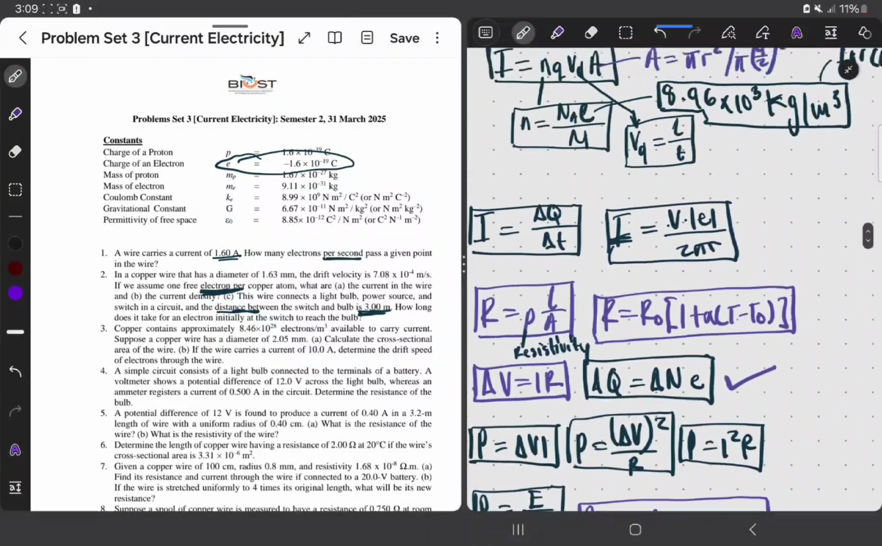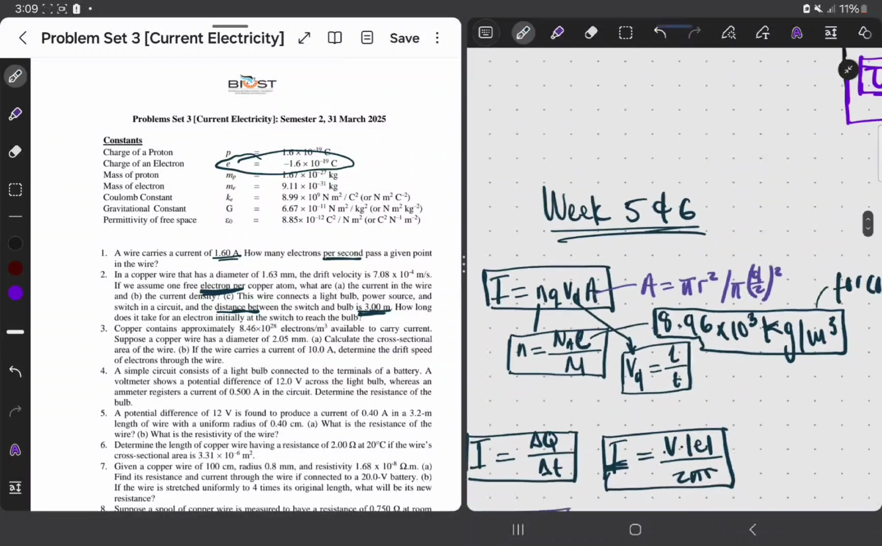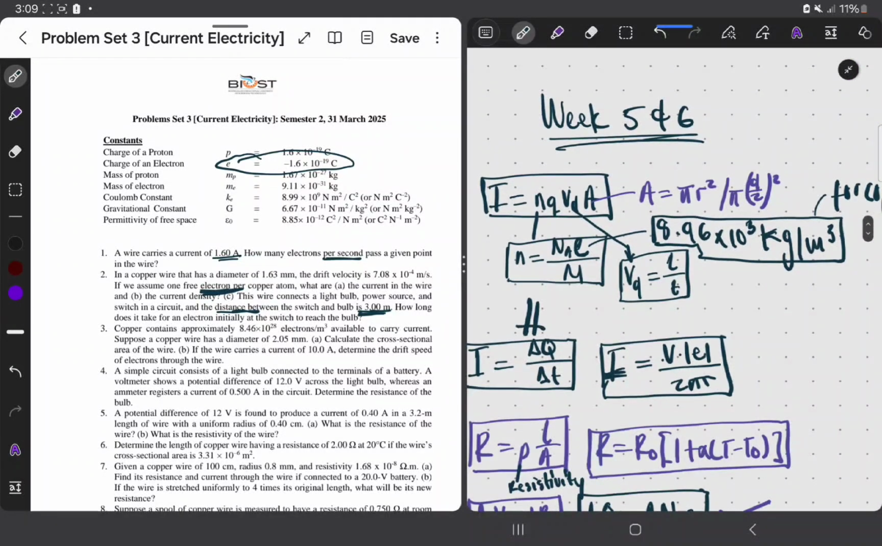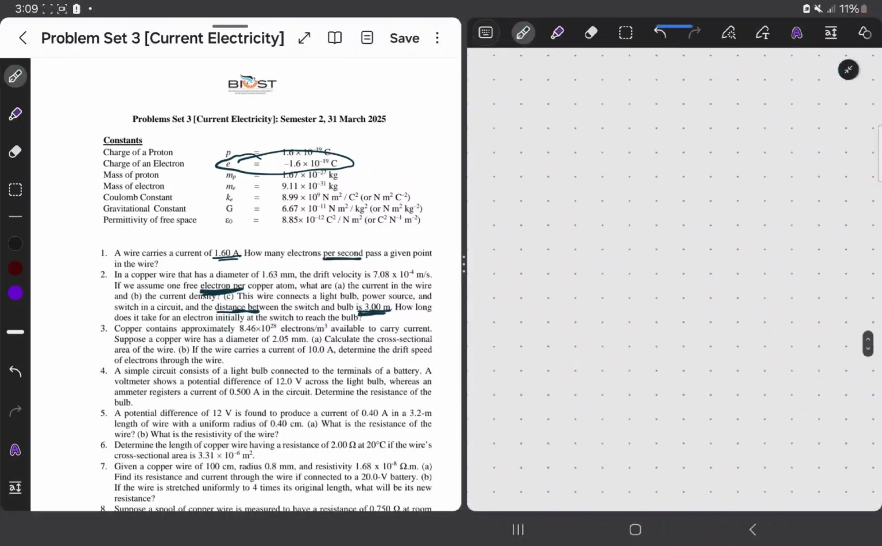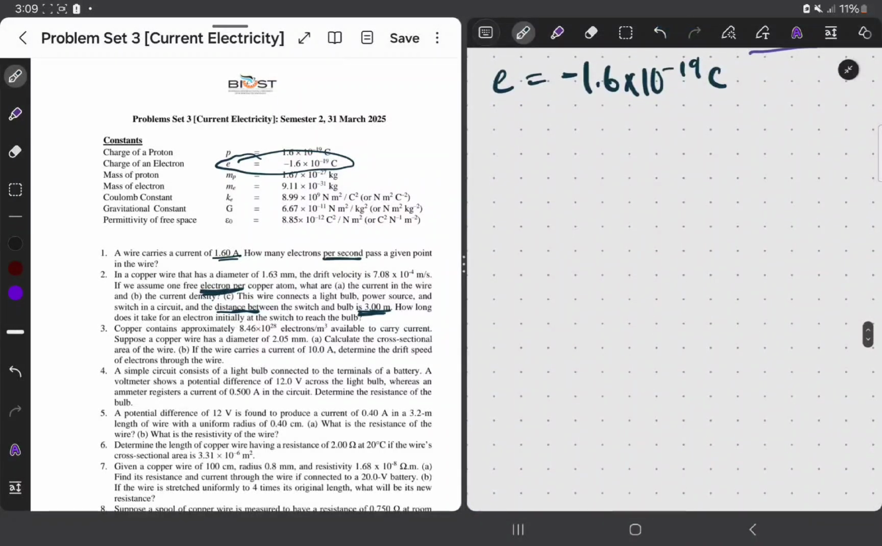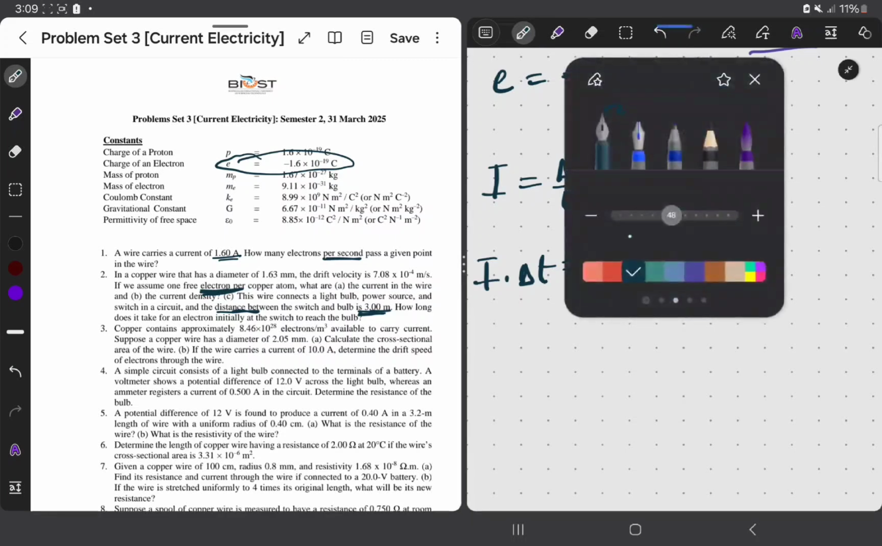The other formula where delta Q is found is the other definition for current. I have I and I have time, so I can find delta Q. I is equal to delta Q over delta T. Now I make delta Q the subject: I times delta T is equal to delta Q.